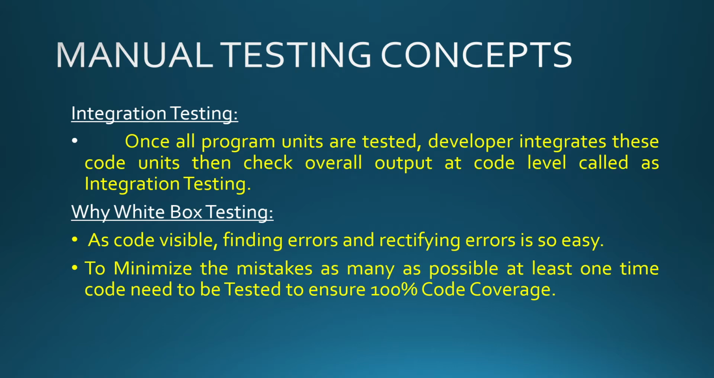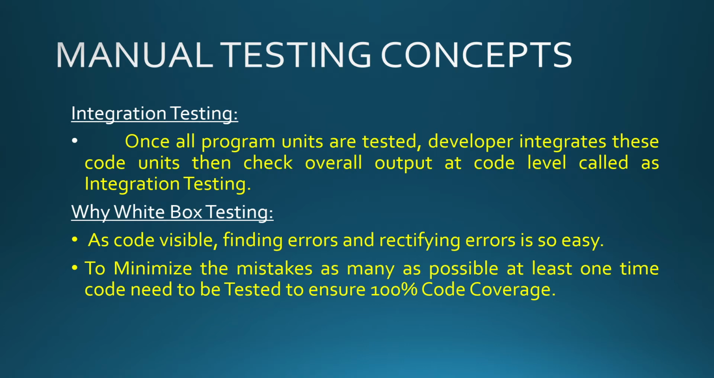From the development point of view, as the code is visible, finding errors and rectifying errors is so easy. White box testing is required because, as the code is visible, finding and rectifying errors is so easy for developers. To minimize the mistakes as much as possible, the code needs to be tested at least one time to ensure 100% code coverage.